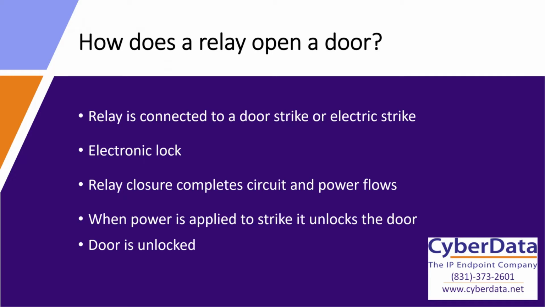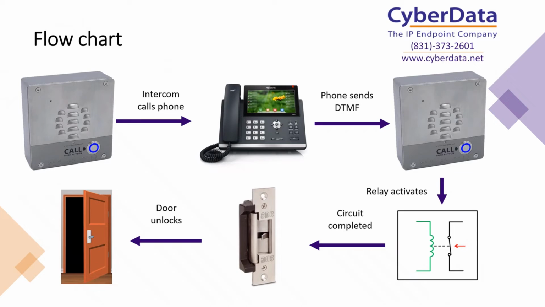And that essentially works just like another relay. It gets power through it, and it just triggers, and the door unlocks. So that way, as everything goes through, when power is applied, it goes and unlocks the door. Let's work through a flow chart, because that might help you understand.